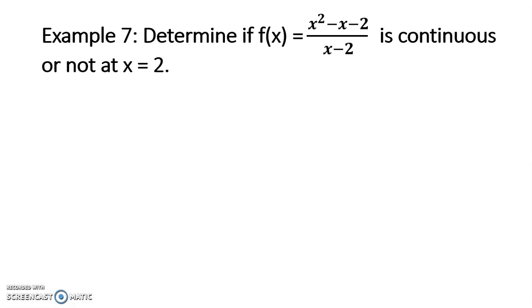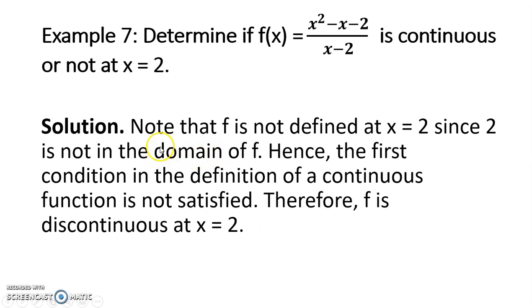Next example, determine if f of x equals x squared minus x minus 2 all over x minus 2 is continuous or not at x equals 2. Solution. Note that f is not defined at x is 2, since 2 is not in the domain of f. Hence, the first condition in the definition of a continuous function is not satisfied. Therefore, f is discontinuous at x equals 2.